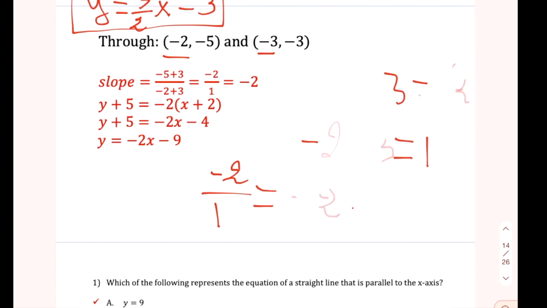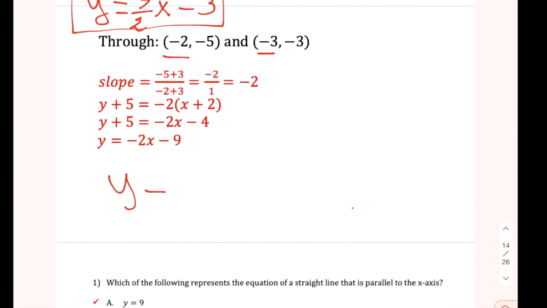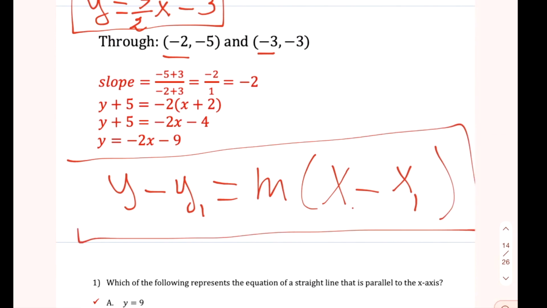After this, you use the point-slope formula: y minus y1 equals slope times x minus x1. Take note of this formula if you forgot it, because I'm going to delete it. You can take any point, this point or this point. They have taken the first point, which is this one.